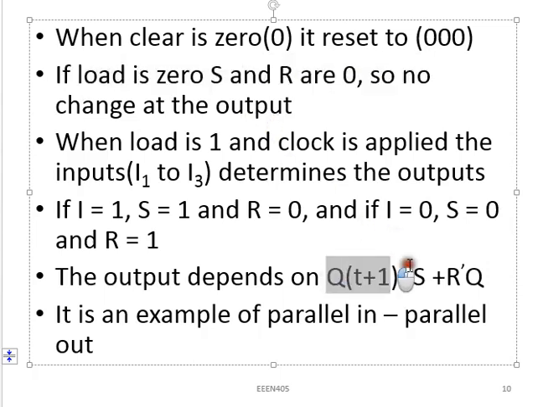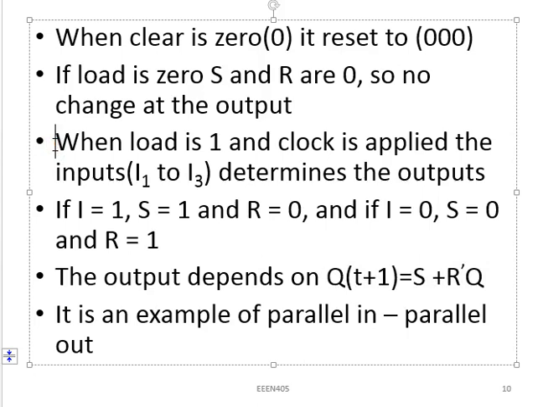Look at the next state equation for the RS flip-flop. When S is 0, this term becomes 0, and here when R is 0, the prime of R should be 1. 1 times Q should be Q, which means our next output should be the same thing as the previous output. This is what we are saying here.